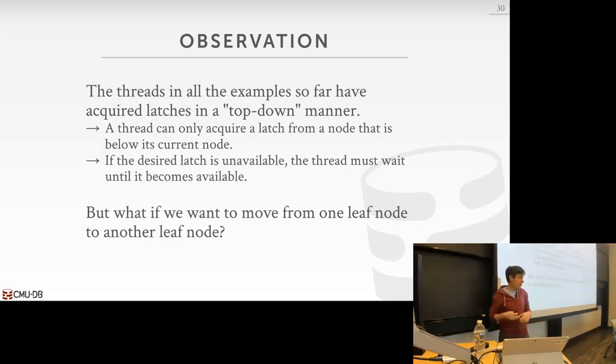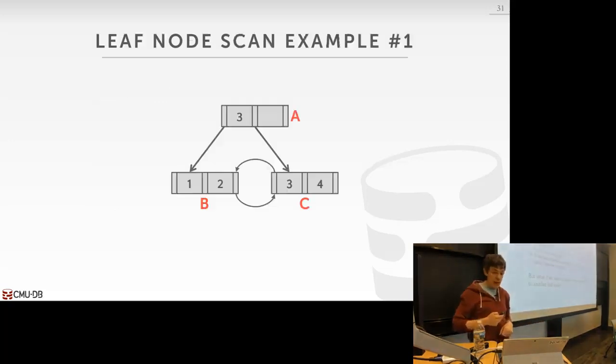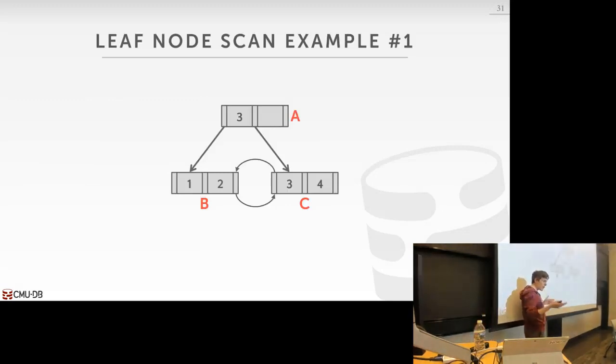And so in this case, deadlocks could occur. So let's see how we handle this. The first thing I'll say is, I said this before, the original B+ tree did not have these sibling pointers on the leaf nodes. Most B+ trees have them now, and this comes from the B-link tree that was invented here at CMU.